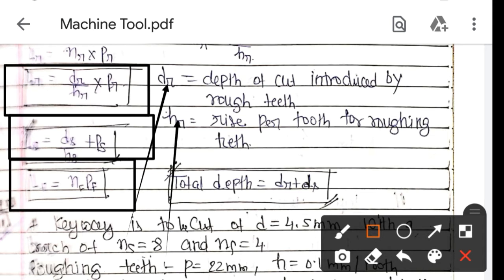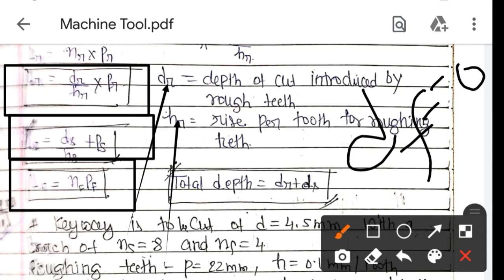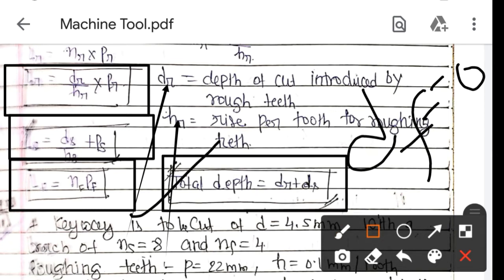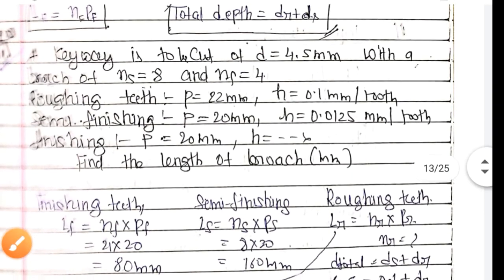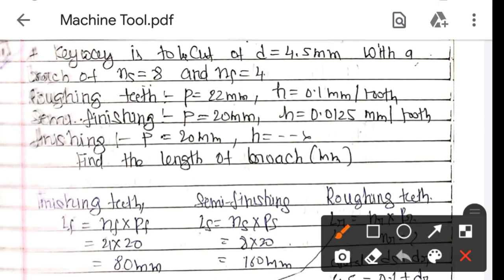And then the total depth. For the finishing teeth, the depth DF will be 0. So what will be the total depth over here? Total depth will be the summation of the depth for the roughing teeth plus the depth of the semi-finishing teeth, and DF will be 0. Now we'll look at one question related to this.